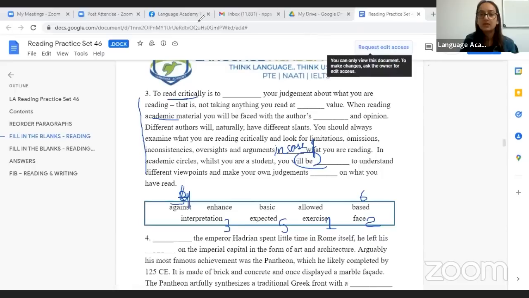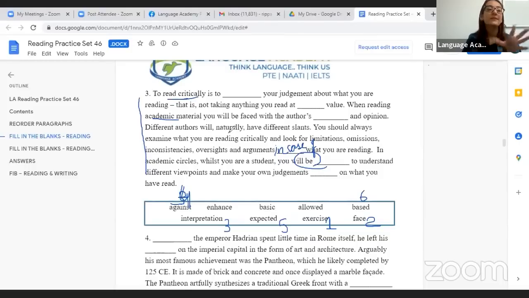Right, so these are the answers. The first one is we have to put our judgment, we have to apply our judgment. That means exercise here. Face value is a common collocation. Face value just means, in this context, whatever is written, you just accept it as it is. You don't want to make any changes in it. That is face value.